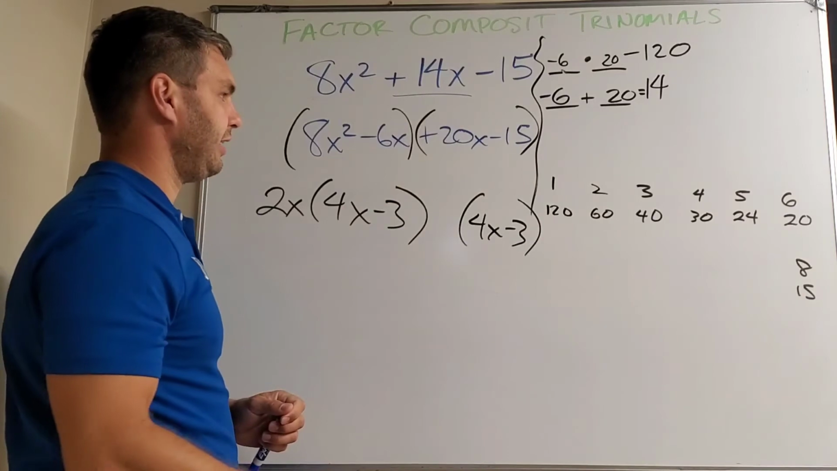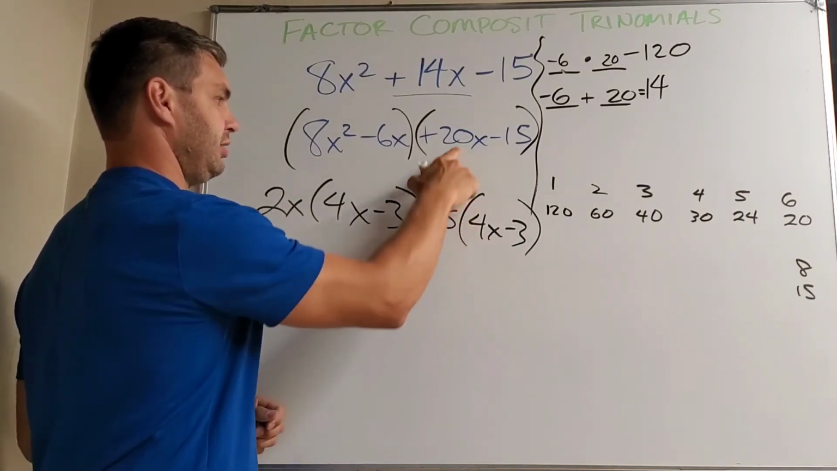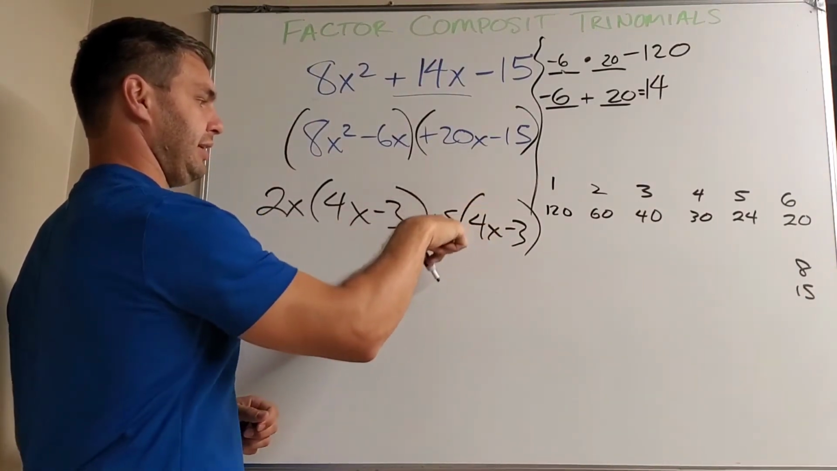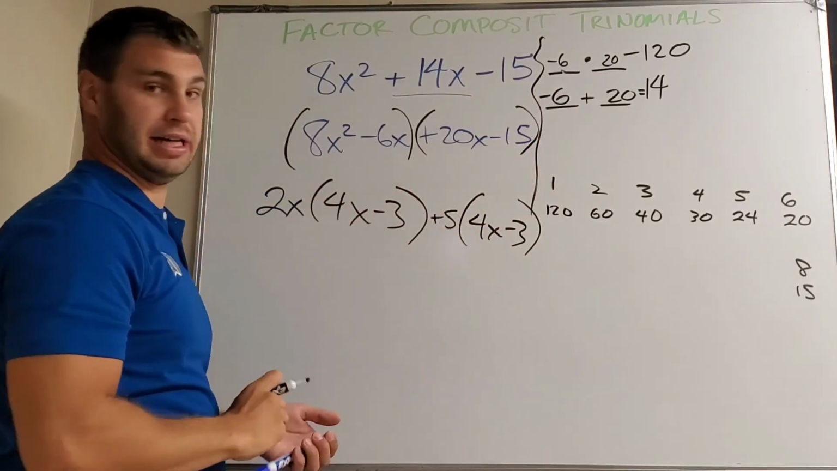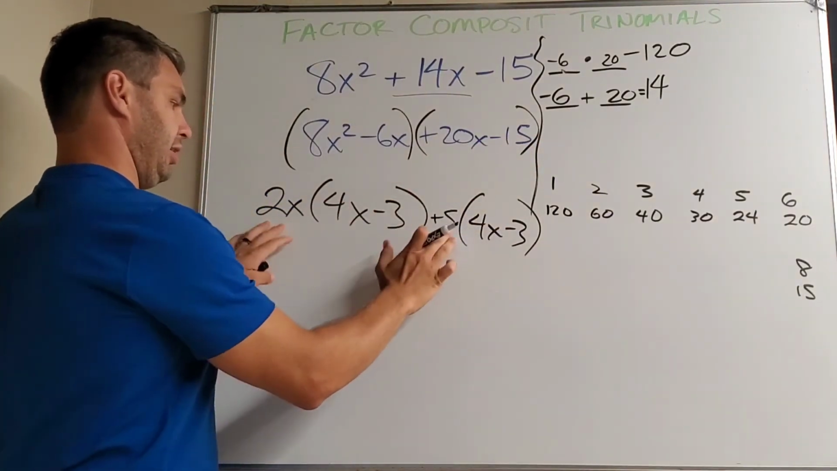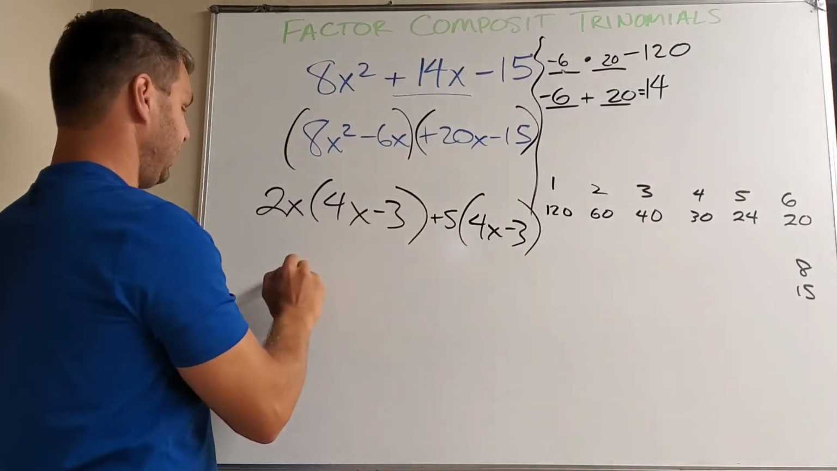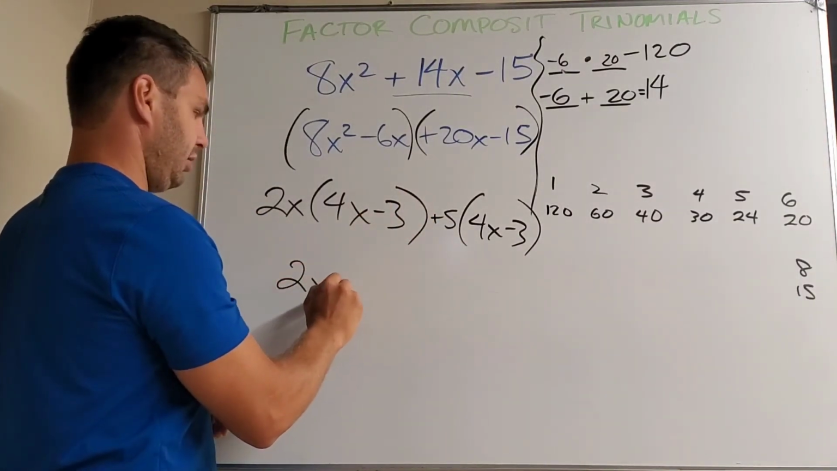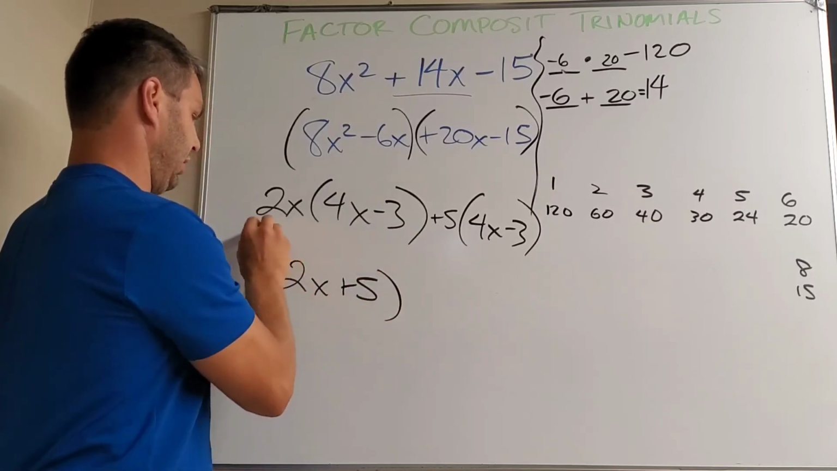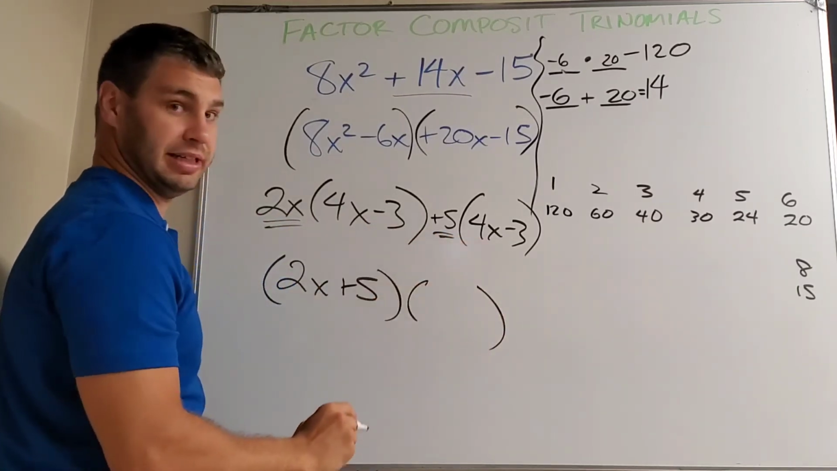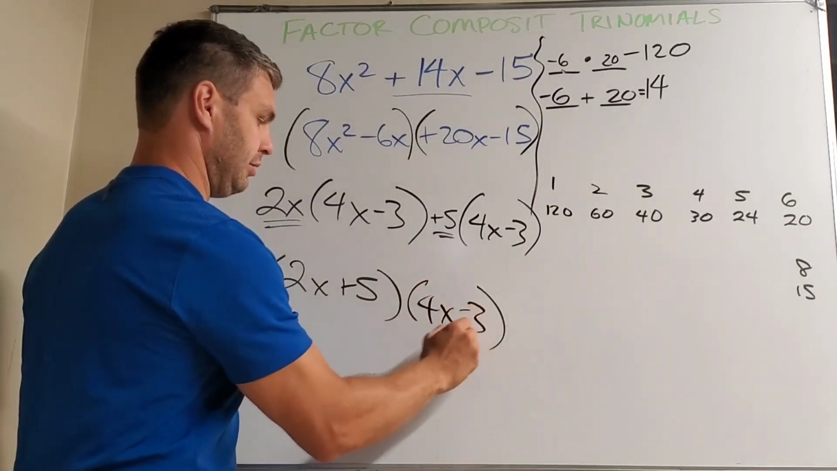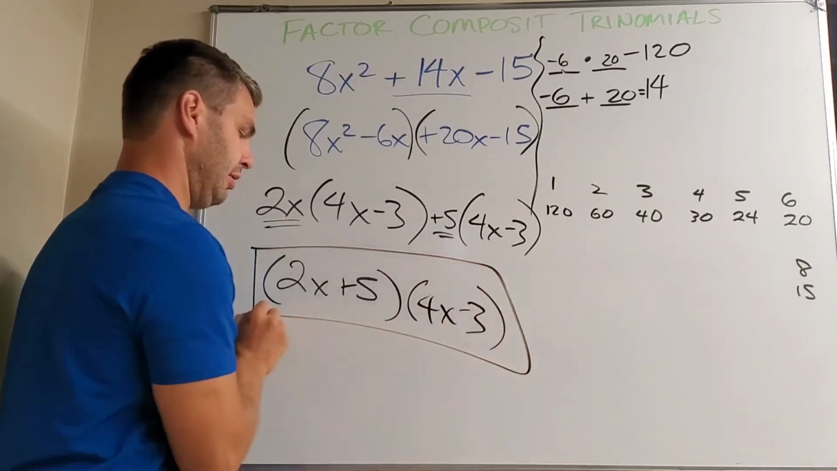Well, it looks like I'd have to take out a positive 5. 20 divided by 5 is 4. X divided by no x is still x. And negative 15 divided by 5 is negative 3. Then we write our 2 outside parts together in one factor, 2x plus 5. Again, those came from here. And then we just write one of our 4x minus 3's. All that together is your answer.